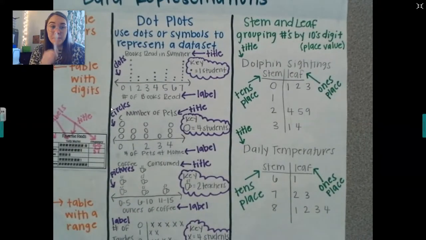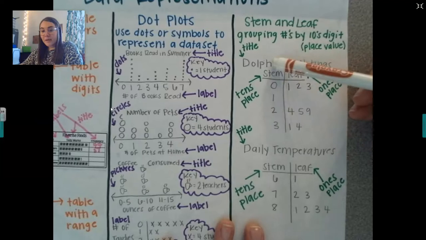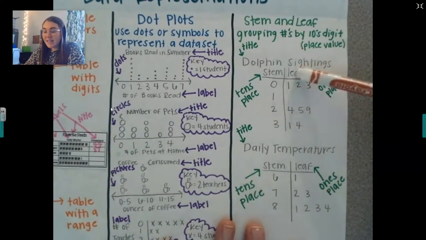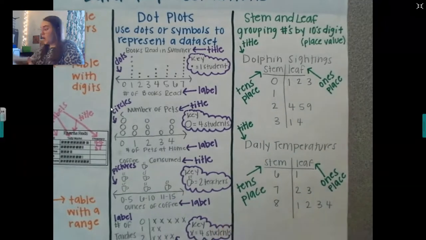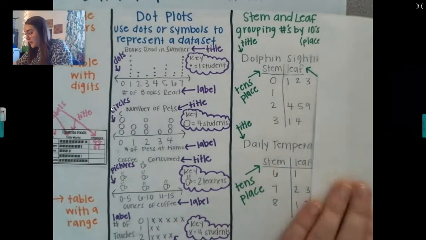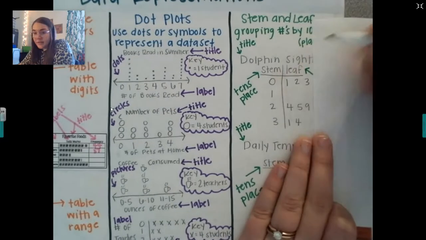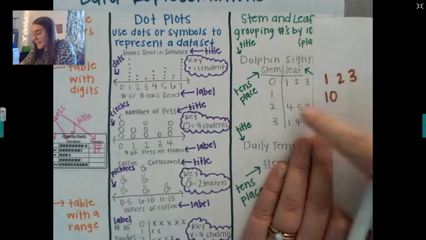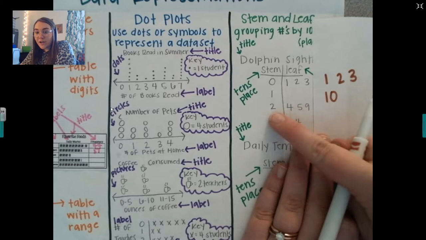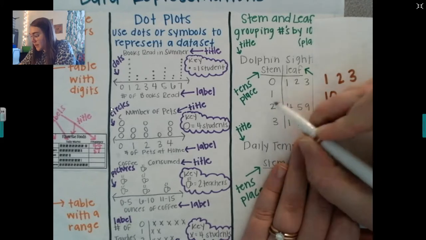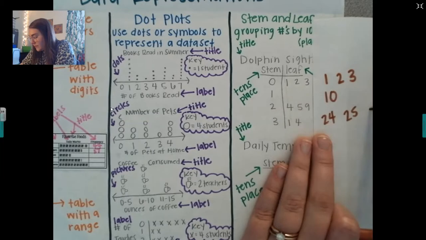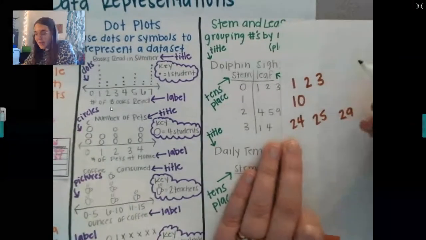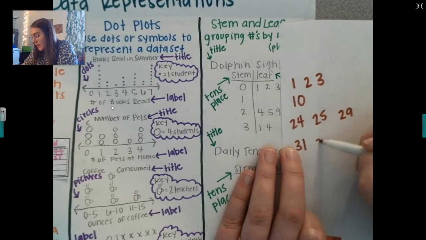Another thing that we see, and this is probably by far the hardest in fourth grade, is stem and leaf plots. This is where we group our numbers by place value. So this side, the stem, is our tens place. This side is our ones place. For example, on this one, we have a bunch of numbers that you might not recognize. There's a 0 here in the tens place, so I would have 1, 2, 3 dolphin sightings. On this one, I would have 10. There's nothing in the ones place, so it would be a 0, so that's 10. On this one, I would have 24, because that's the tens place, that's the ones place. 29. And on this last one, I would have a 30 and a 1 and a 30 and a 4.